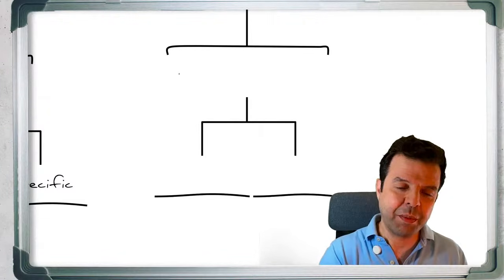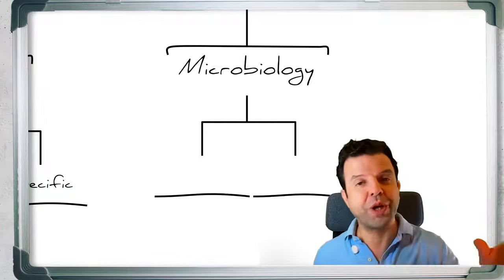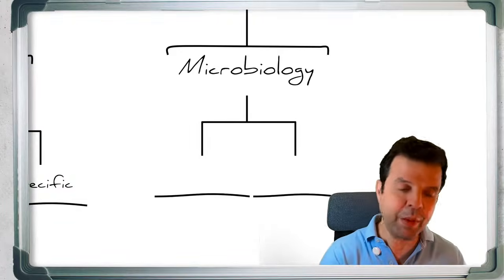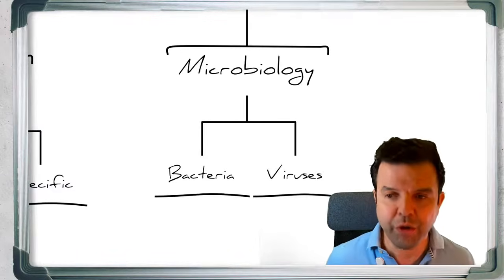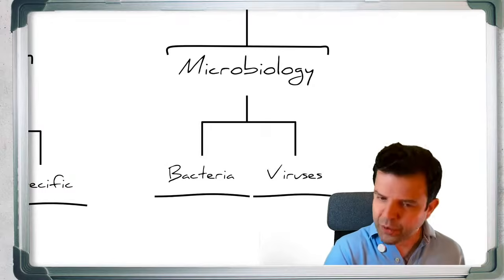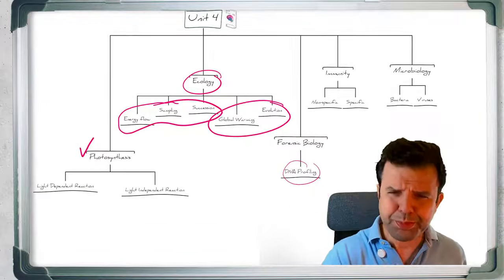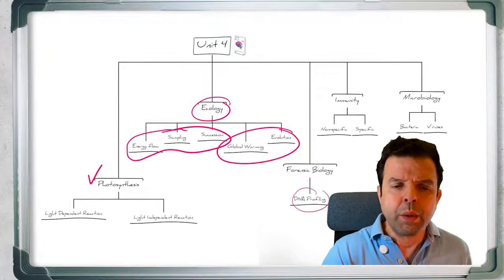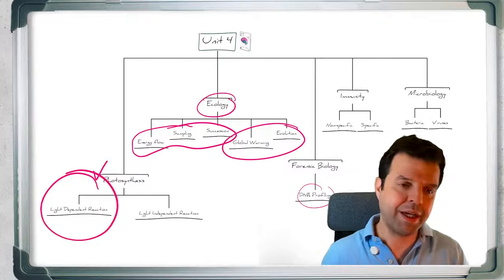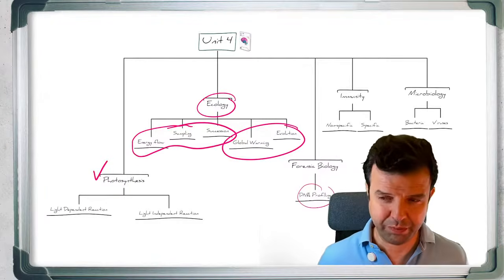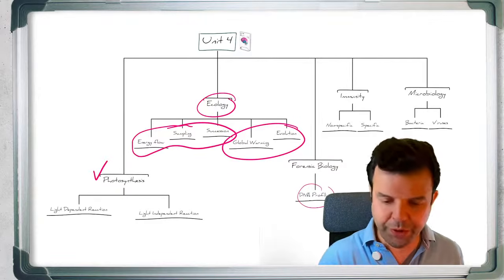Finally comes microbiology. Microbiology is a branch of biology where you study little things. Mainly, we're going to be studying bacteria and viruses. So this is what Unit 4 is all about. We're starting today with the first topic, as I said, light-dependent reaction. Okay? Everything is fine so far?